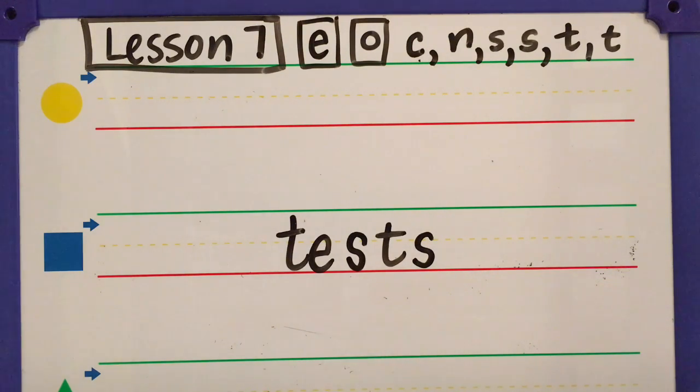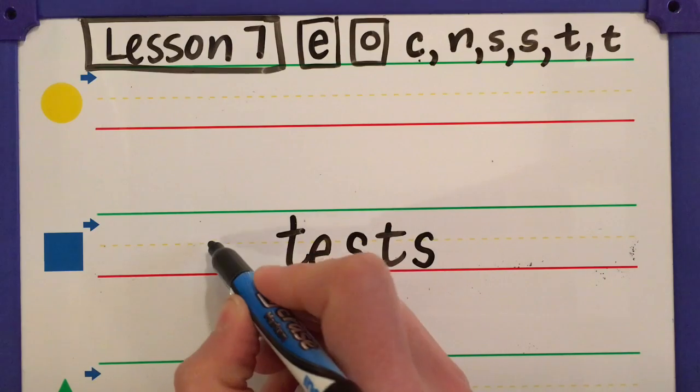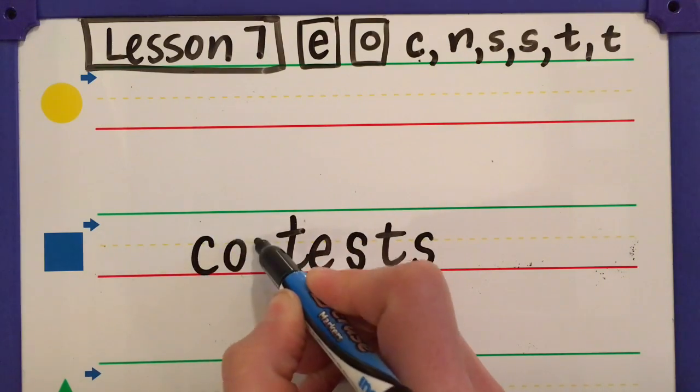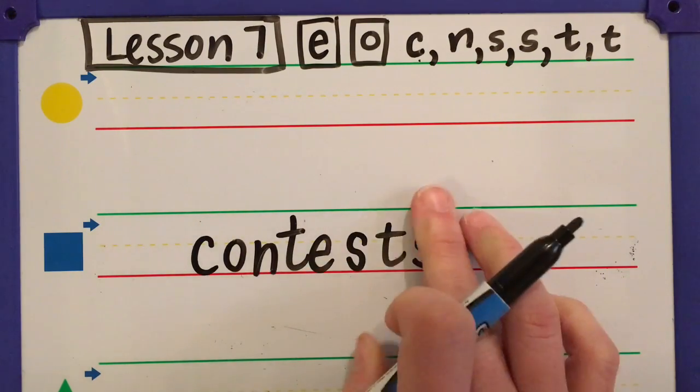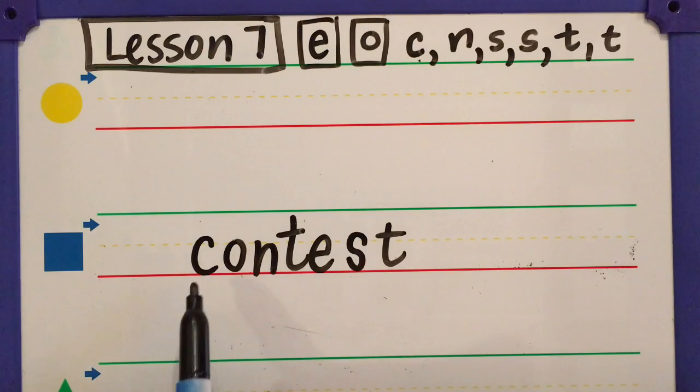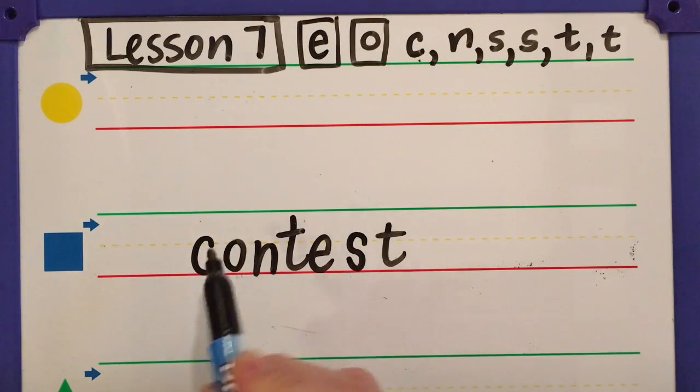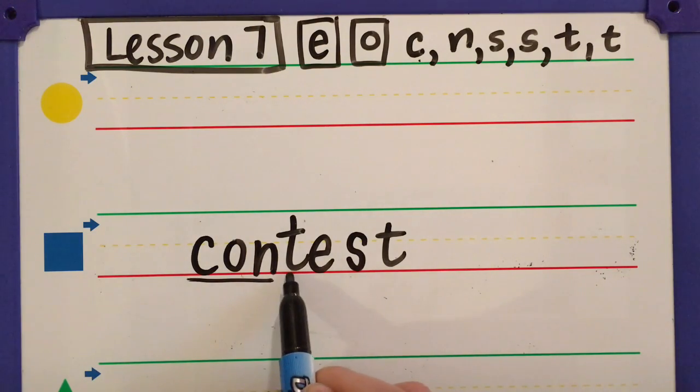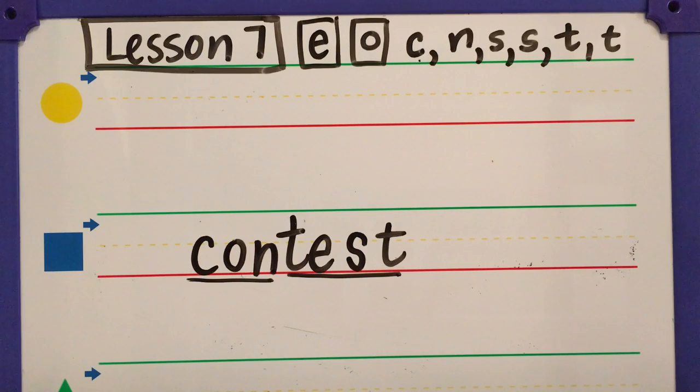Our next word is a long word. The word is contest. Contest. Okay, we already spelled the word con. C-O-N. I'm going to erase the S. Contest. I see 2 parts, words within words that I already knew that will help me spell this whole word contest.